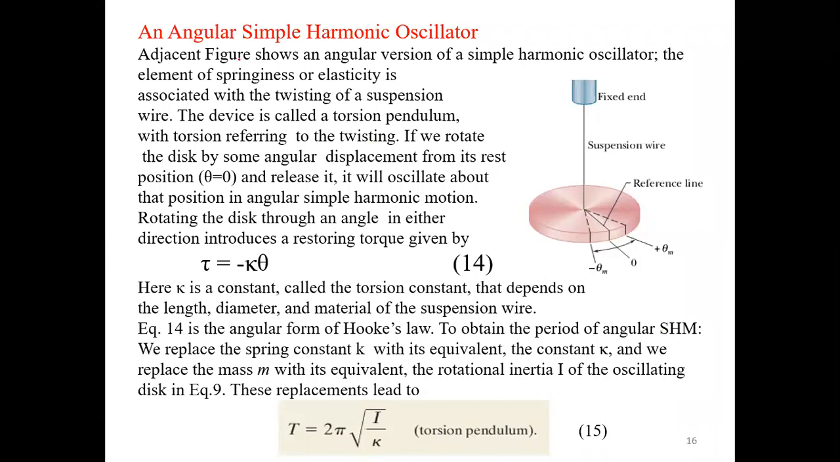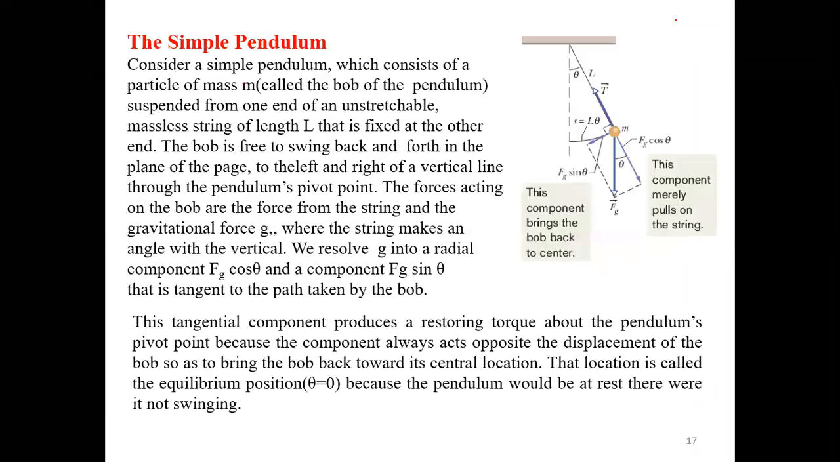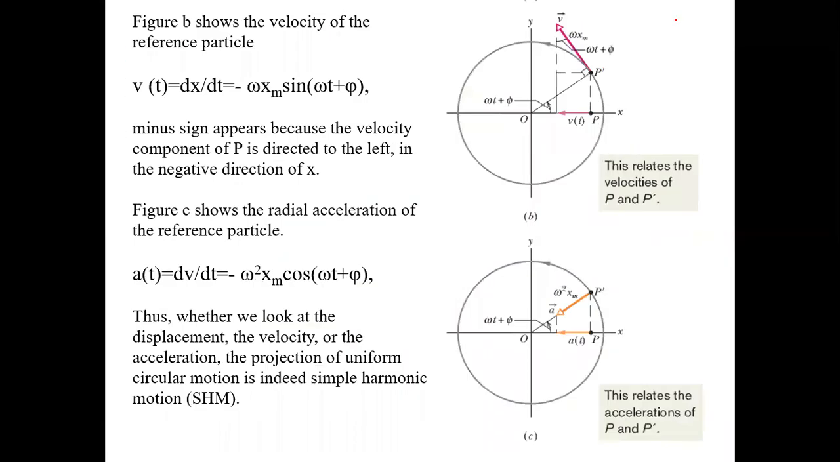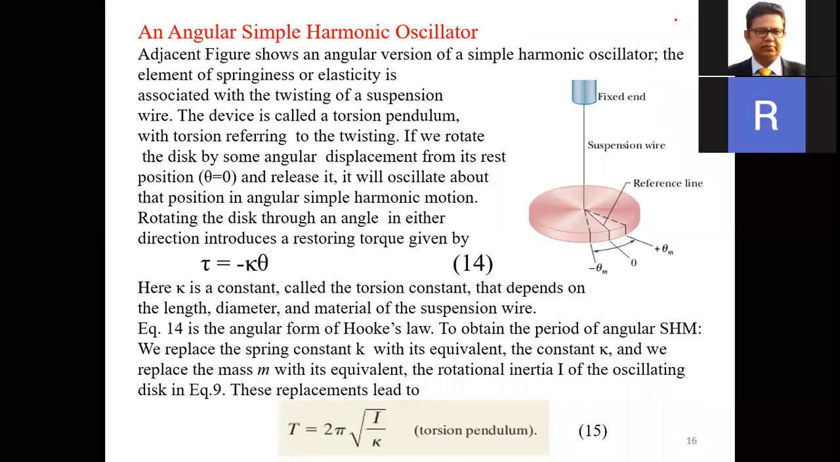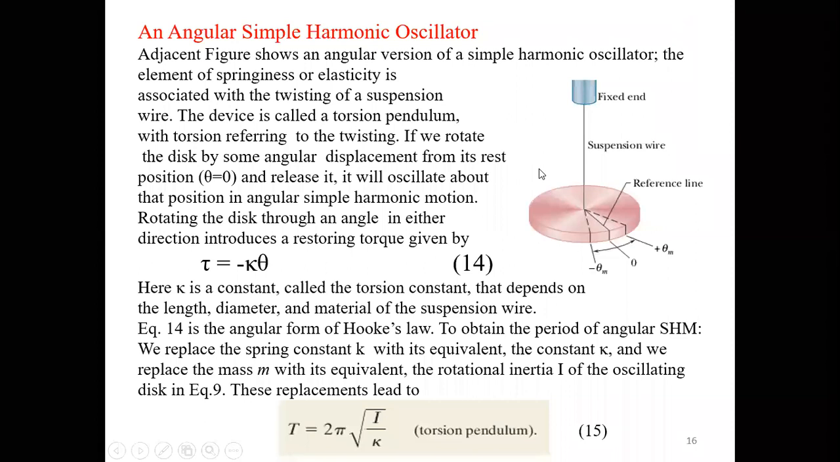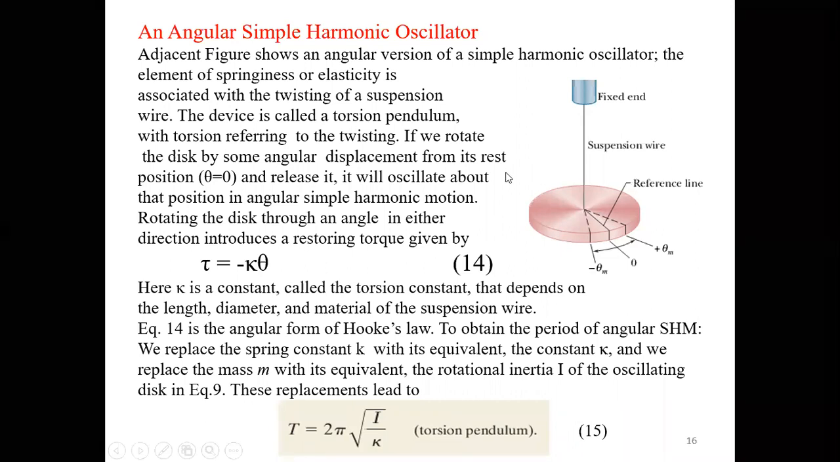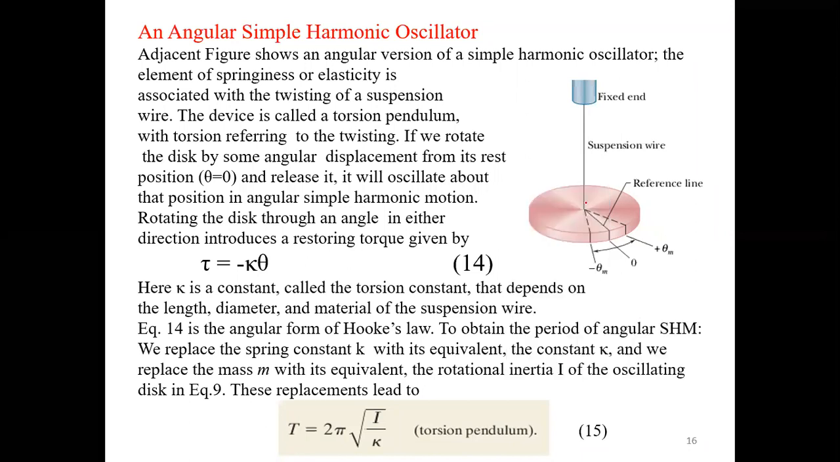Okay, and now the angular form of the simple harmonic oscillator. Previously, we explained the linear oscillator. Now we are going to explain the angular form of the simple harmonic oscillator. So in this case, you have a disc here, and this disc is suspended with a wire from a fixed or rigid support.